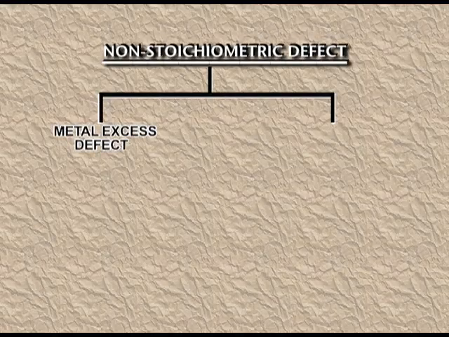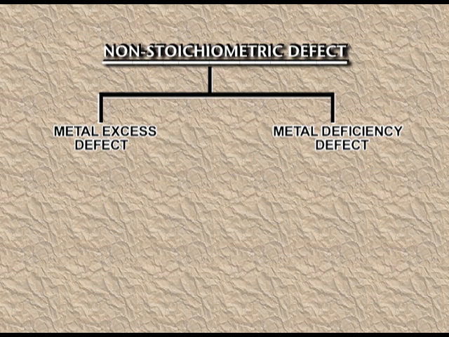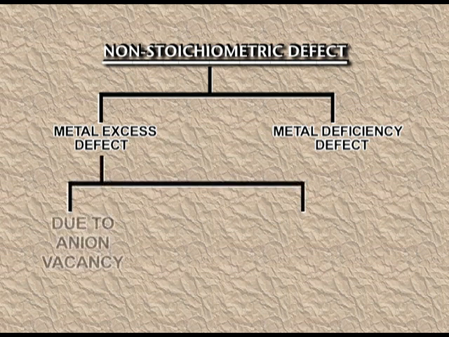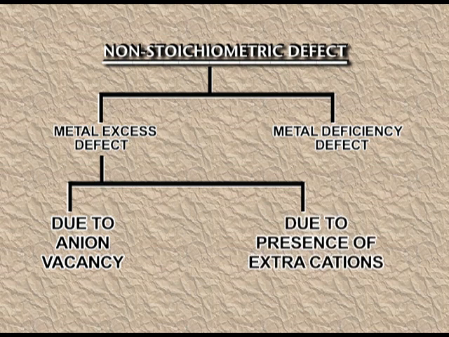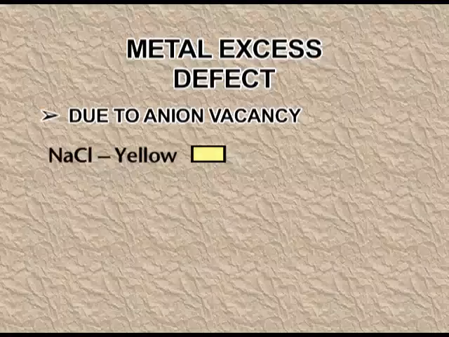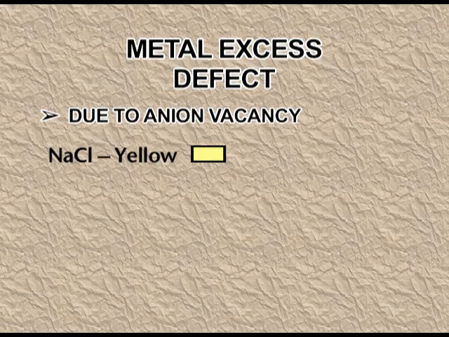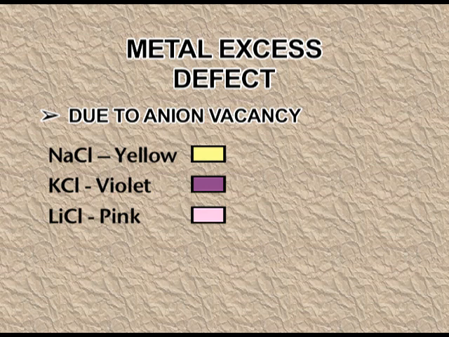The non-stoichiometric defect is further classified into the metal excess defect and metal deficiency defect. Metal excess can take place due to anion vacancy or due to the presence of extra cations. Now let's see one by one. The alkali metal halides are colored. For example, sodium chloride is yellow in color, potassium chloride is violet, lithium chloride is pink in color.